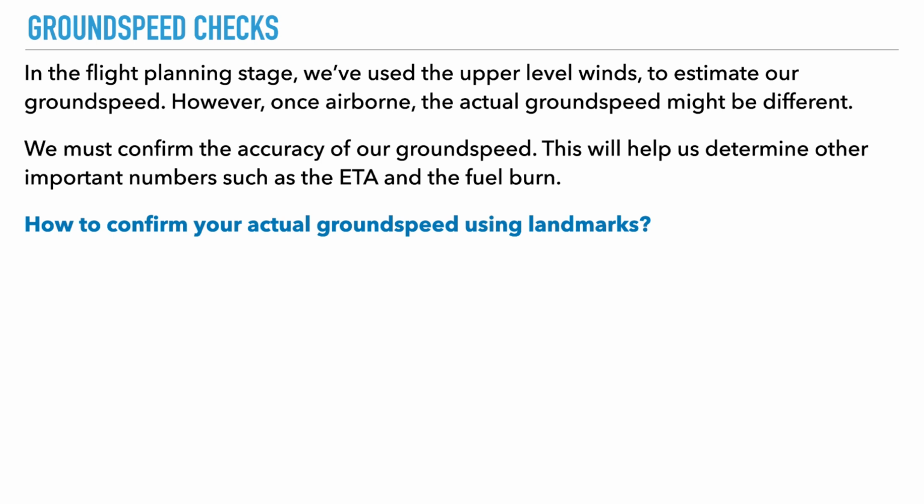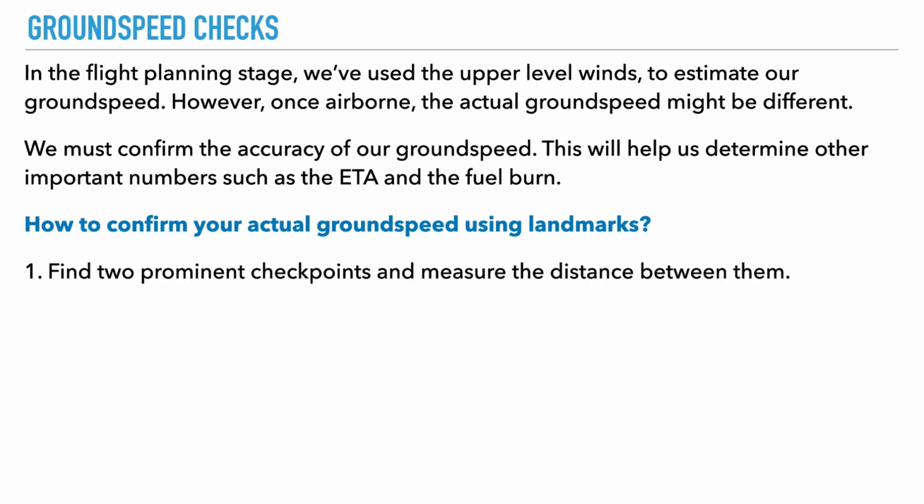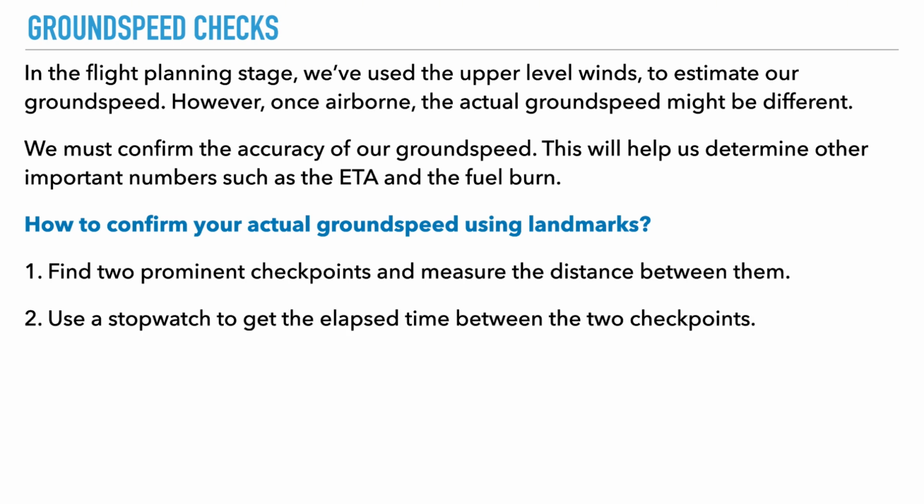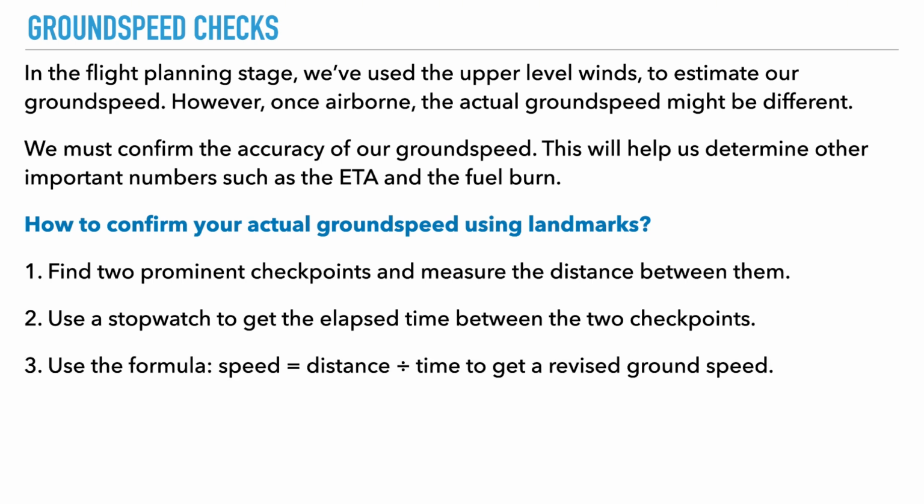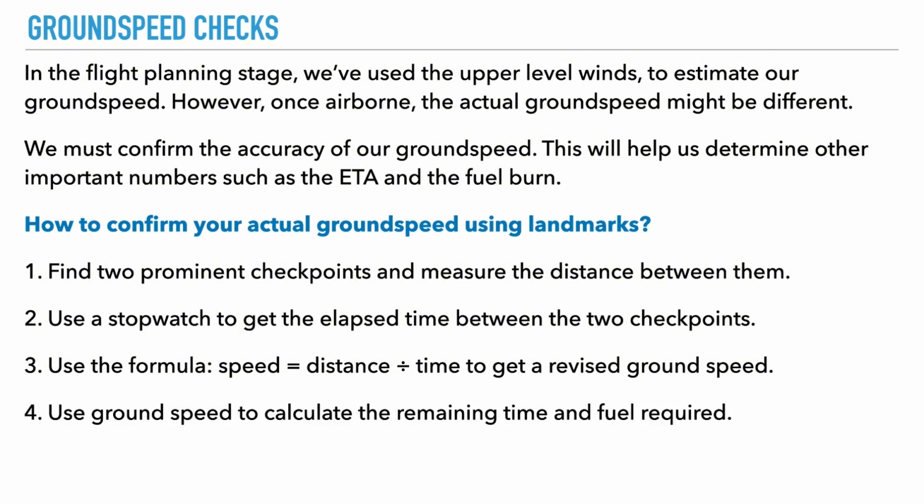How to confirm your actual ground speed using landmarks. 1. Find 2 prominent checkpoints and measure the distance between them. 2. Use a stopwatch to get the elapsed time between the 2 checkpoints. 3. Use the formula, speed equals distance divided by time, to get a revised ground speed. 4. Use ground speed to calculate the remaining time and fuel required.